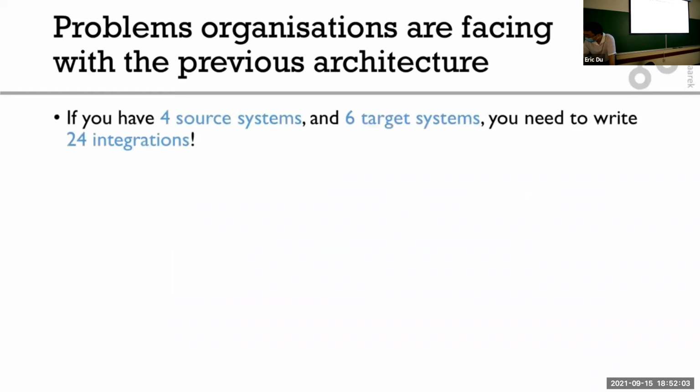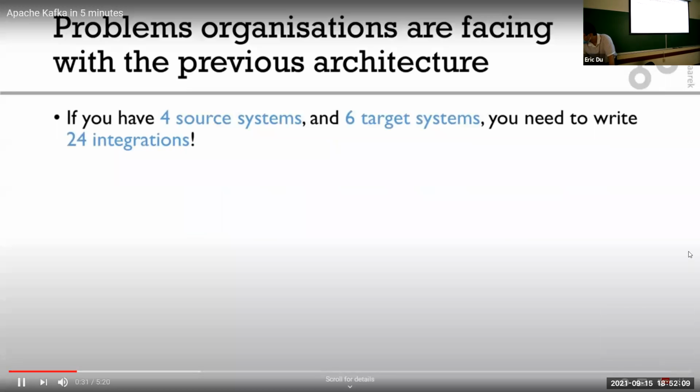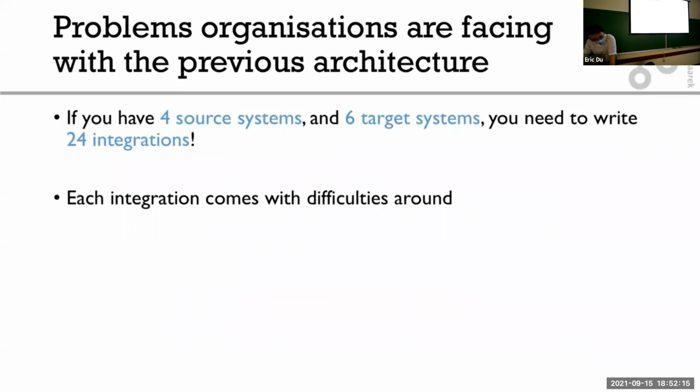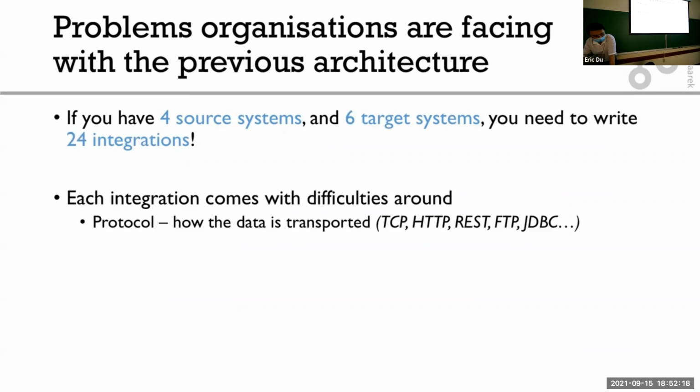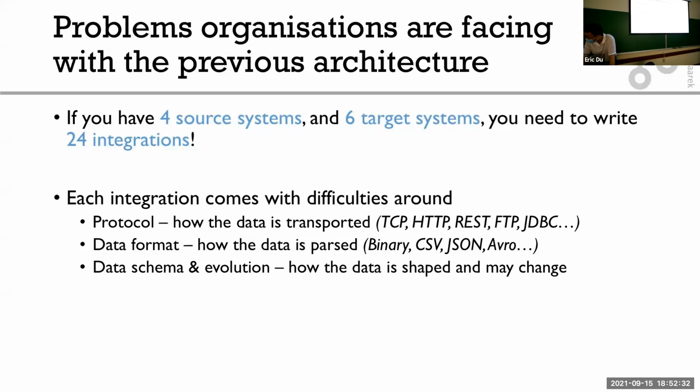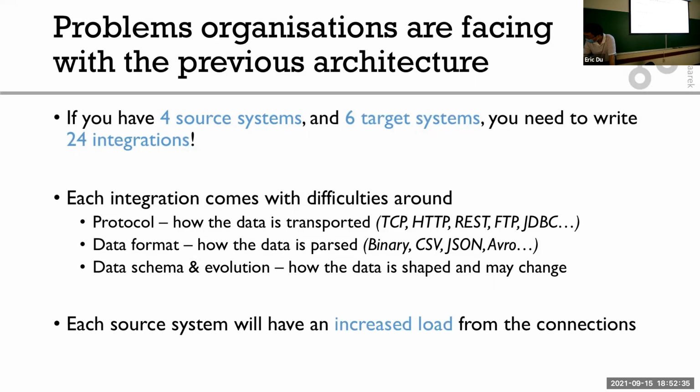So the problem is that with the previous architecture, if we have 4 source systems and 6 target systems, well, do the math, you need to have 24 integrations to write. And each integration, as you may or may not know, comes with a lot of difficulties around the protocol you have to choose, which is how the data is transported. So TCP, HTTP, REST, FTP, JDBC. Then the data format, how the data is parsed. So binary, CSV, JSON, Avro, Thrift, and others. And the data schema and evolution. So how the data is shaped and how it may change in the future. Additionally, each time you integrate a source system with a target system, there will be an increased load from the connections.